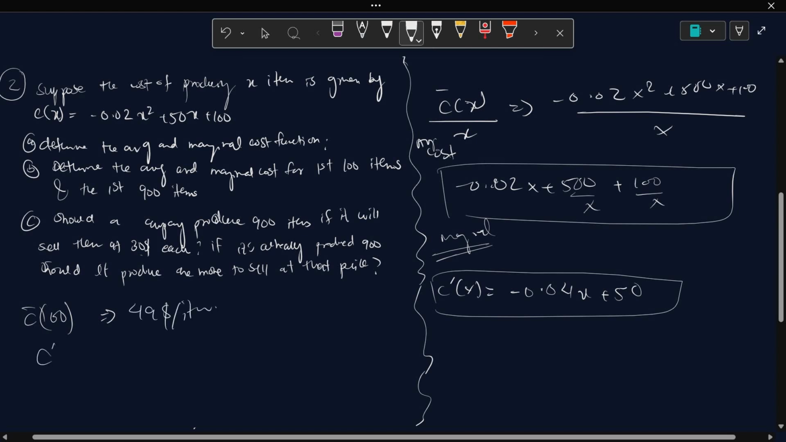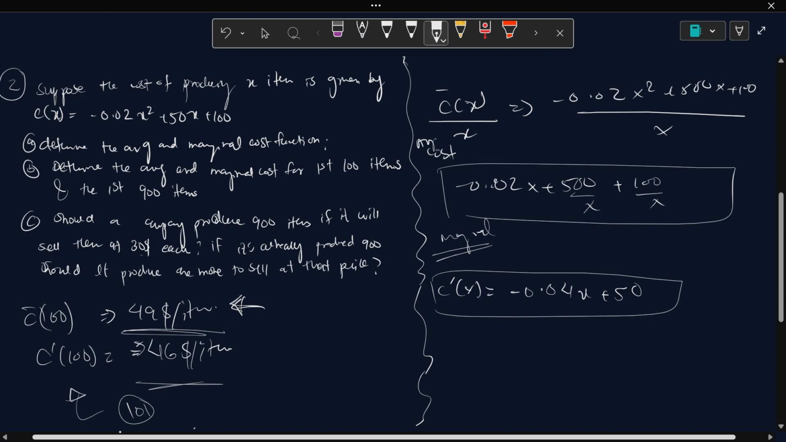Next, for C prime of 100, the marginal cost, you plug in 100 into the marginal cost function, and that gives you $46 per item. Here you have to know the difference. The average cost tells you the average cost of producing 100 items. However, the marginal cost tells you the approximate cost of producing one additional item, which is the cost of producing the 101st item. That is what it means.